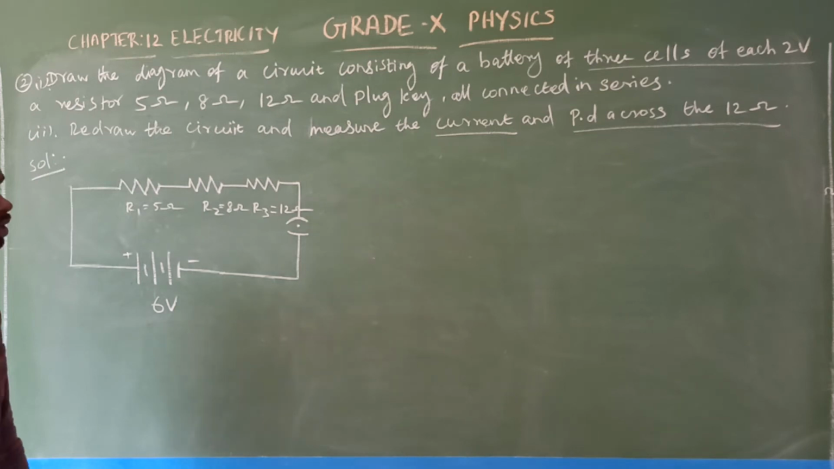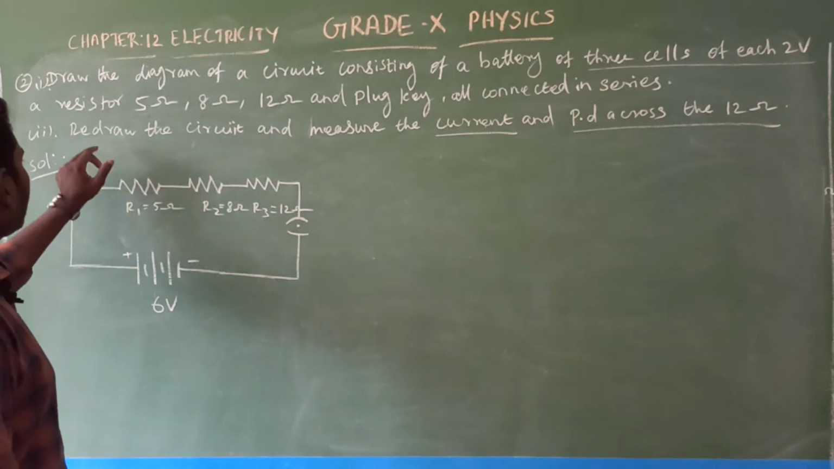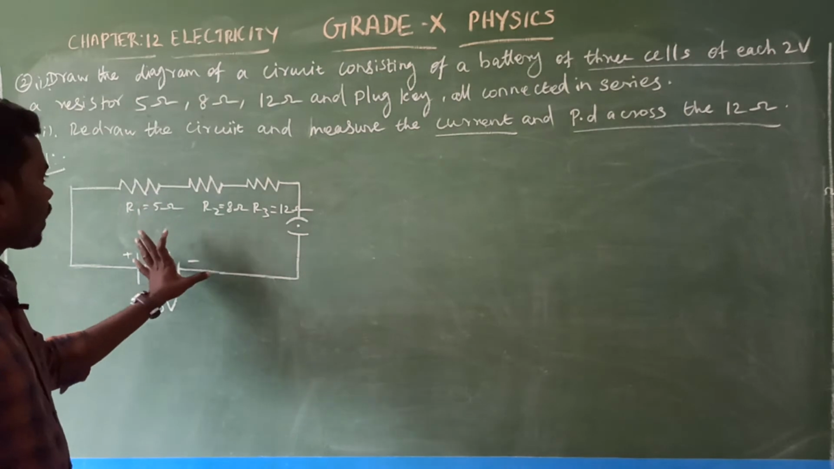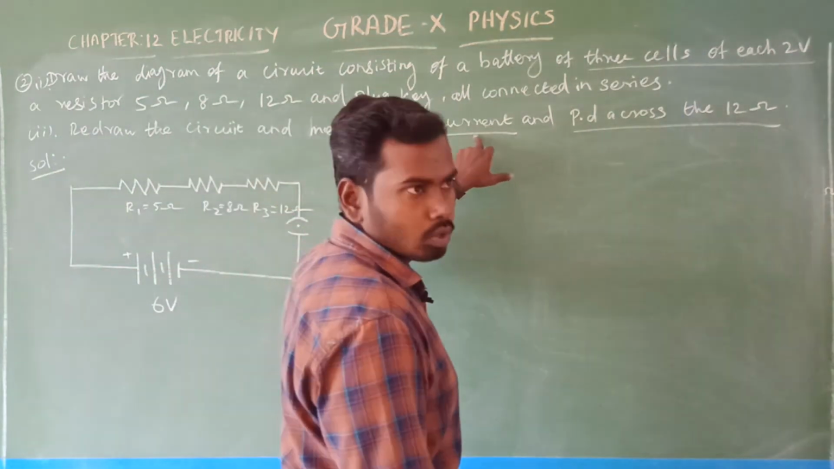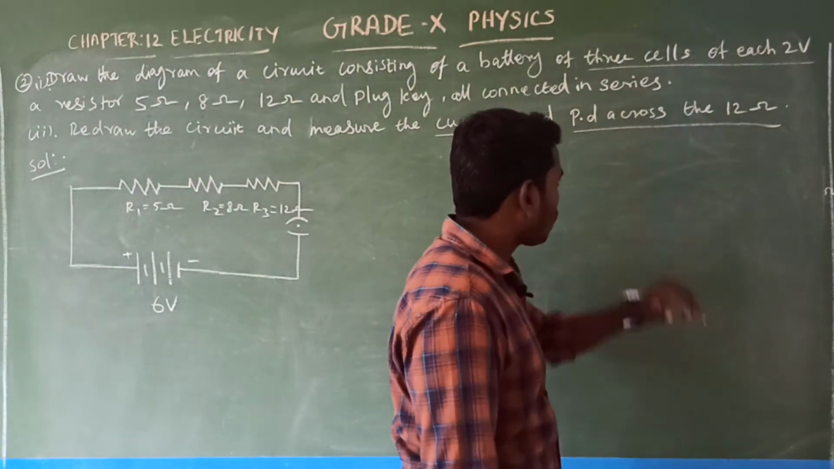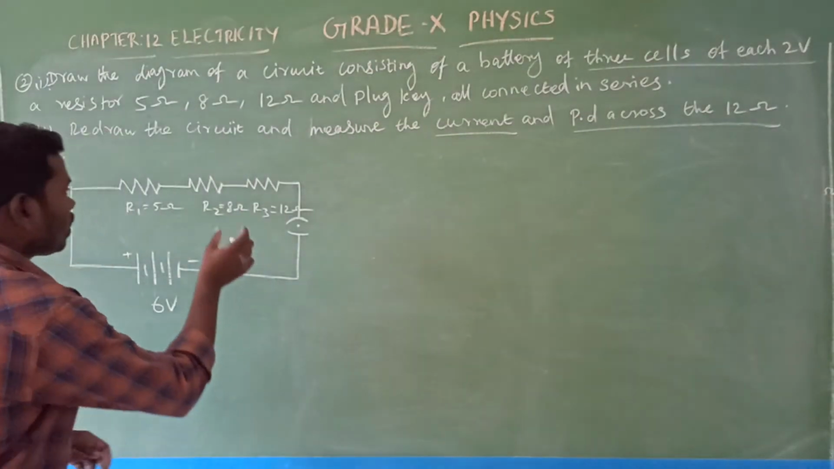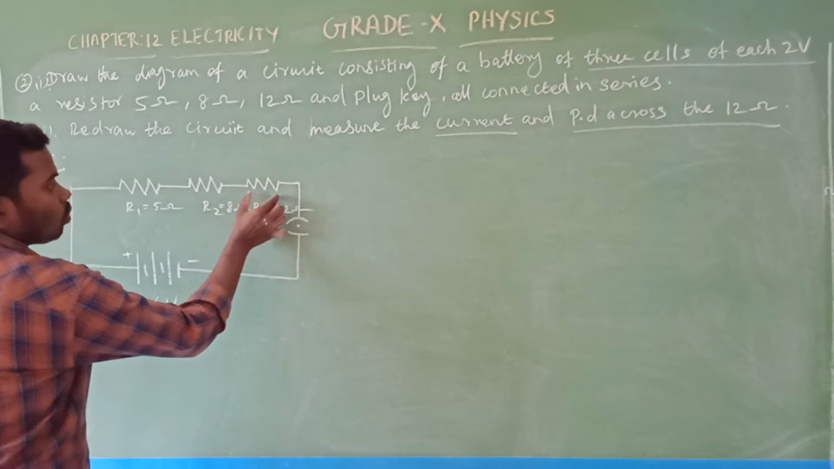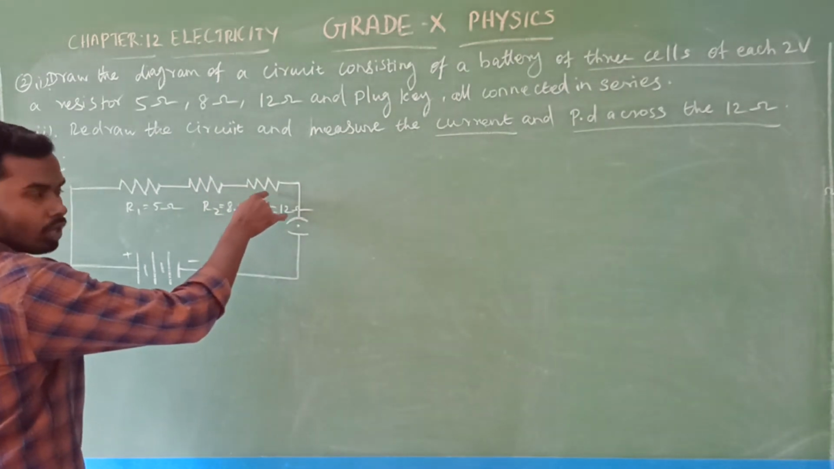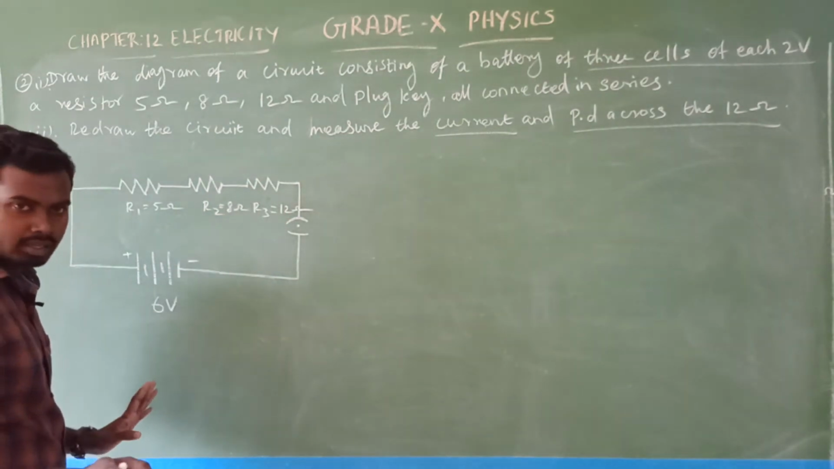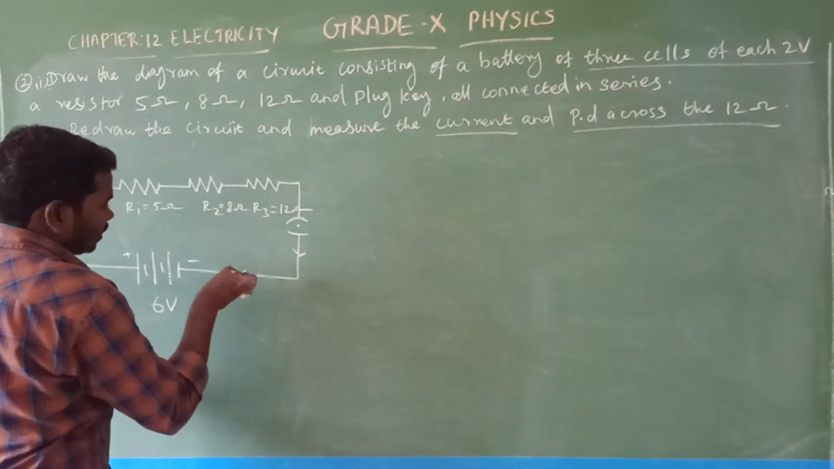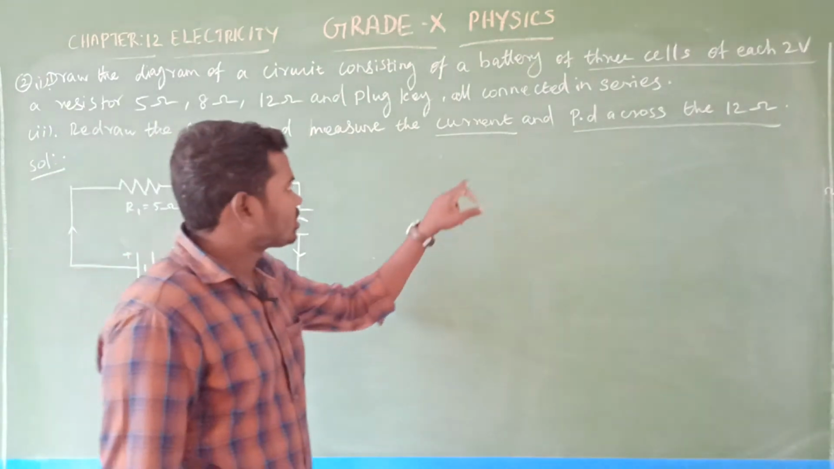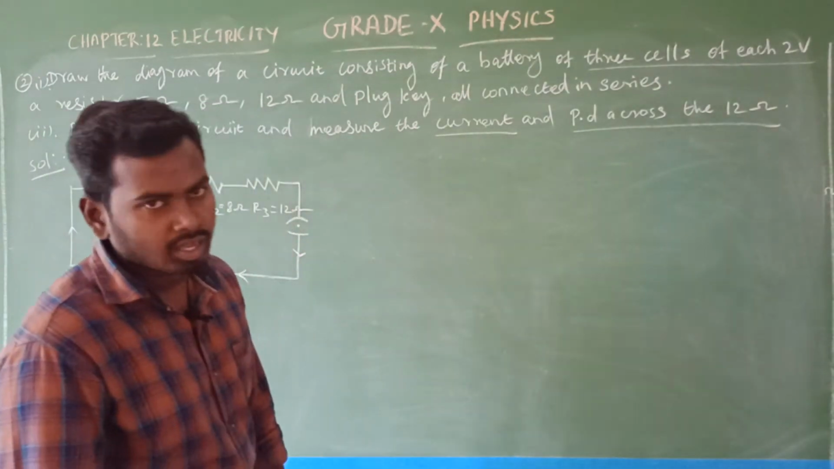Now what quantity do we need to calculate? Redraw the circuit. We have drawn the circuit, no problem, and measure the current value and the potential difference across only this resistor, 12 ohm. Current flows from the positive terminal to the negative terminal like that. First, we will start with current, isn't it?